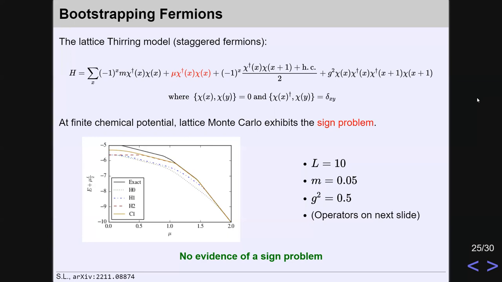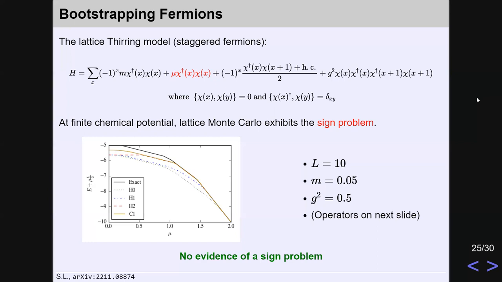And so this is the exact result, the solid line, and a sequence of bootstrap approximations to it, which start out fairly close to the exact result and are converging to it. So this is done on a 10-site lattice with bare parameters like so. The physical fermion mass on this lattice is just around 0.2 in lattice units. So again, a correlation length of about 5. These operator bases labeled H0 through H2 and C1 are going to be described on the next slide. For now, the point is just to look at this plot and go, okay, that doesn't seem substantially worse than I might have hoped.